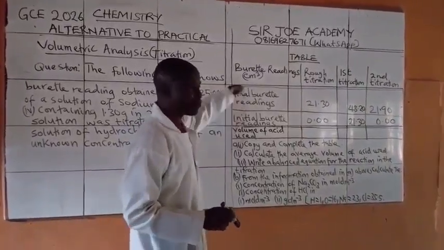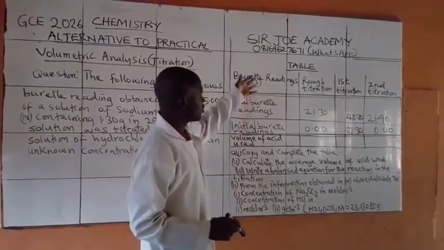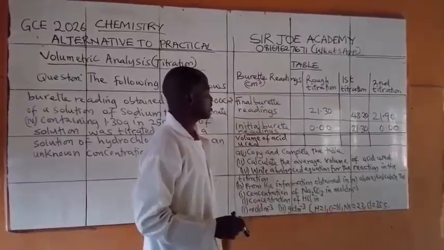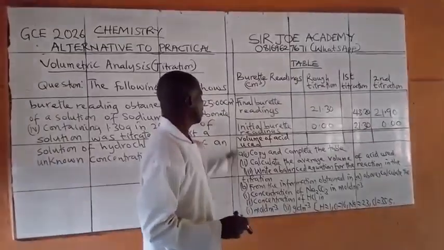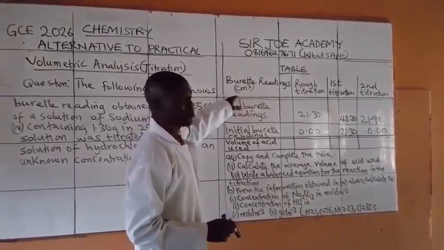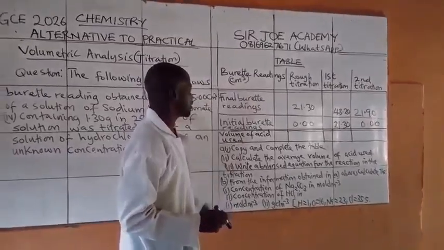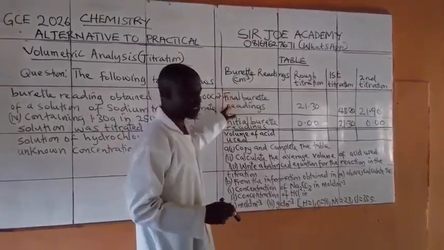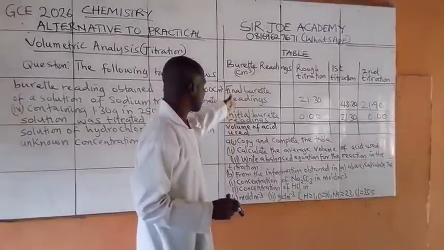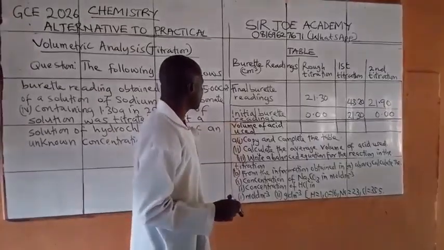We have a column for burette readings, a column for rough titration, a column for first titration, and a column for second titration. Under burette readings, the unit in science is very, very important. Centimeter cube is the unit that is used here. So under burette readings, we have final burette readings, and after that, initial burette readings, and the volume of acid used.